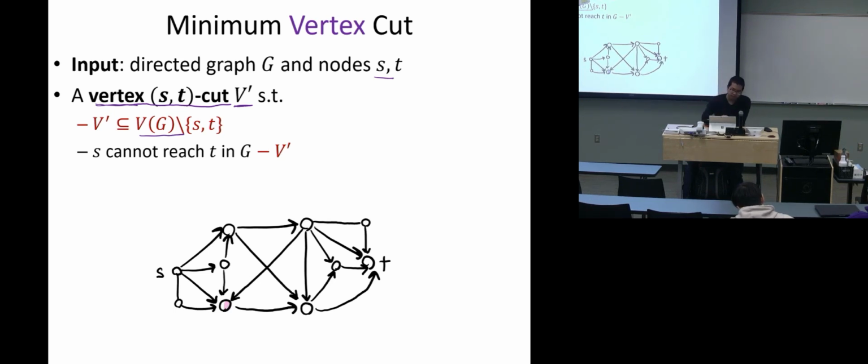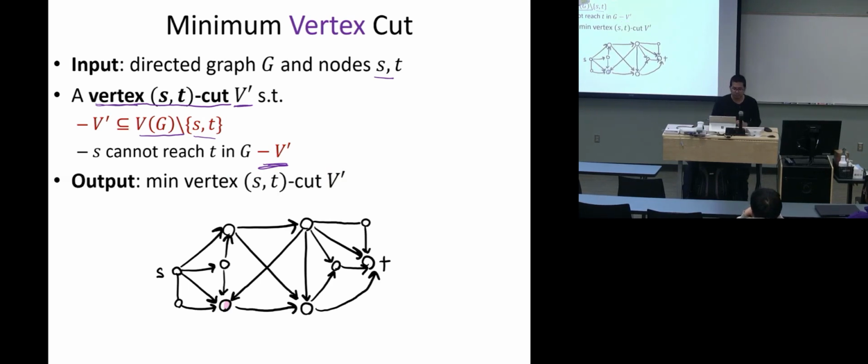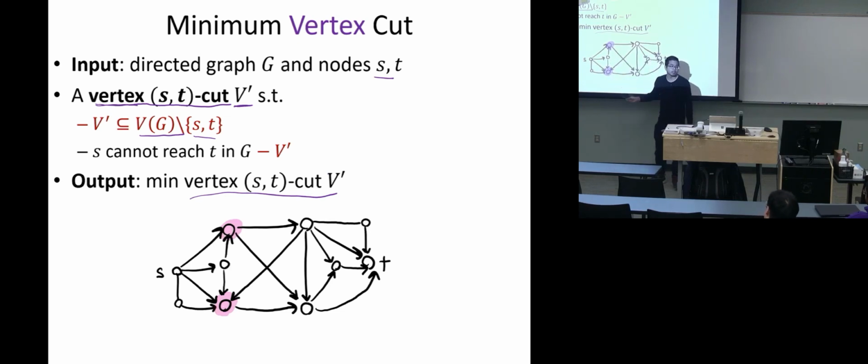It's a vertex set that doesn't contain S and T, and if I delete this set, then S cannot reach T. So I want to delete a set of nodes, which is not S and T itself, but after I delete that, S cannot connect to T. So the goal is to find the minimum vertex st cut. For example, these two nodes form a vertex st cut and it is a min cut, because once you delete these two nodes, there is no path from S to T.